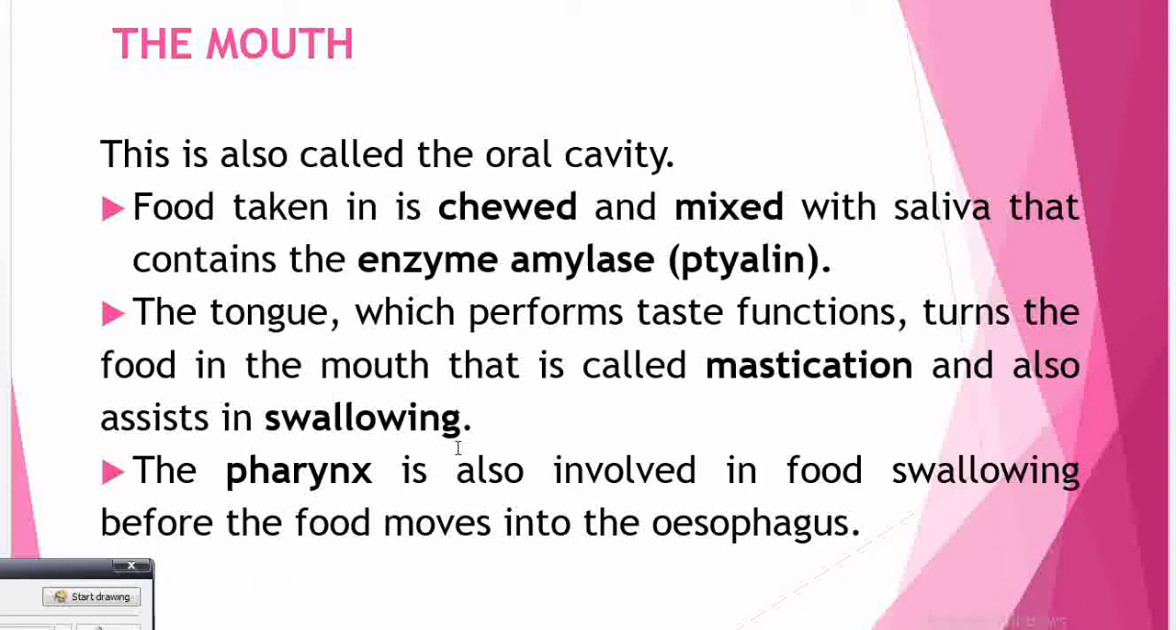Now, from the mouth, you know what happens? There's chewing, and then mixing of the food with the saliva, which contains an enzyme known as ptyalin. The tongue performs the taste function because it has receptor-like cells, which we call the taste buds. Food turned in the mouth is chewed, an act we call mastication, and later swallowed. The pharynx is also involved in swallowing food, and it gives a head pusher for the sound.